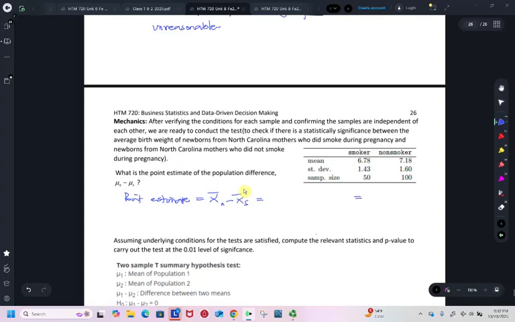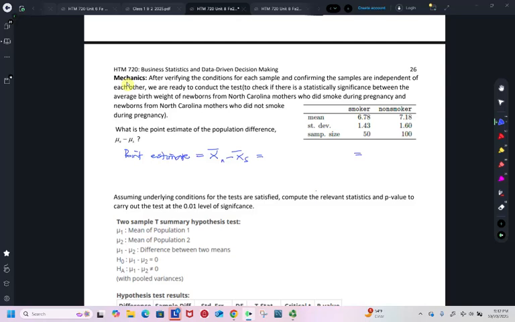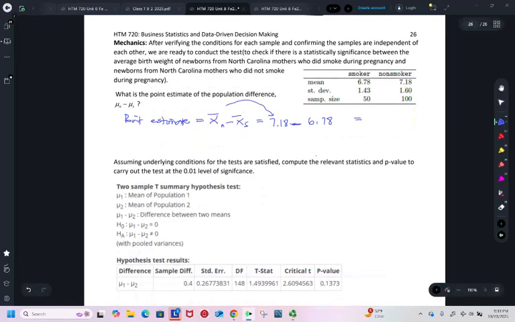Okay, then with that said, we get into the mechanics or the computation part. Well, what is the point estimate of the population difference? That will be going to the sample. What is the average weight of babies born to non-smoking moms? That was 7.18 minus 6.78. It doesn't matter which one goes first, whether smoking before non-smoking. I have chosen non-smoking before smoking, just based on arbitrary selection. And that would give us 0.4.